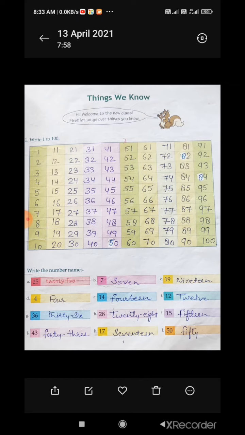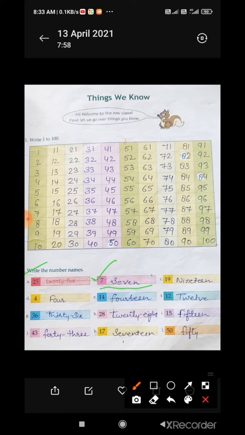A part 25. The spelling of 25 is TWENTY FIVE, 25. Now B part 7. SEVEN. Write in the space given 7. C part 19. The spelling of 19 is NINETEEN 19. D part 4. FOUR 4. E part 14. FOURTEEN 14. Write here in the space given.